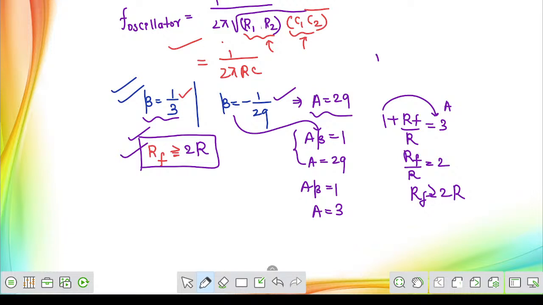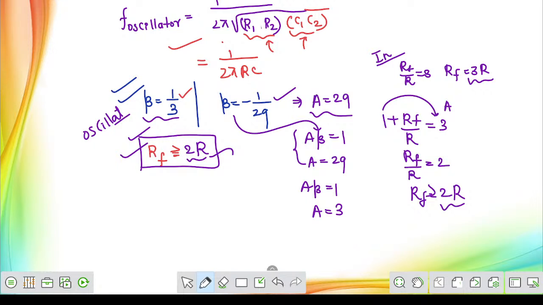If you are designing with the inverting operational amplifier, then we know RF by R equals directly 3. In that case, the value of RF equals 3 times R. That's why we are taking the minimum value. See that here we have 3 times R, here we have 2 times R. So the minimum expected value is 2 times R. Maximum can be anything. So in order to generate the oscillation, the condition is that the minimum value of the feedback resistance must be greater than or equal to 2 times R in case of the Wien bridge oscillator. And we have seen, when discussing the RC phase shift oscillator, this will be 29 times R.